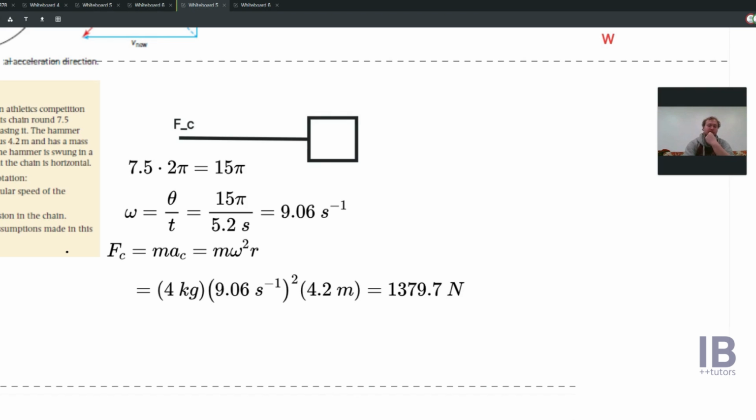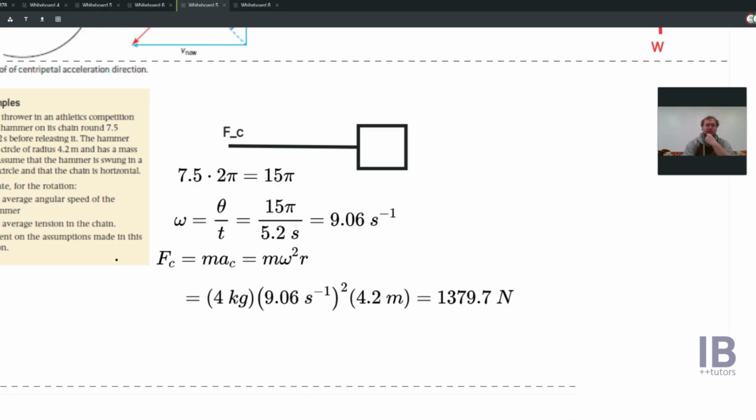We know all of these numbers. And thankfully, all of these numbers were given in SI units. So I just plug in everything in SI units and then calculate the force afterwards.